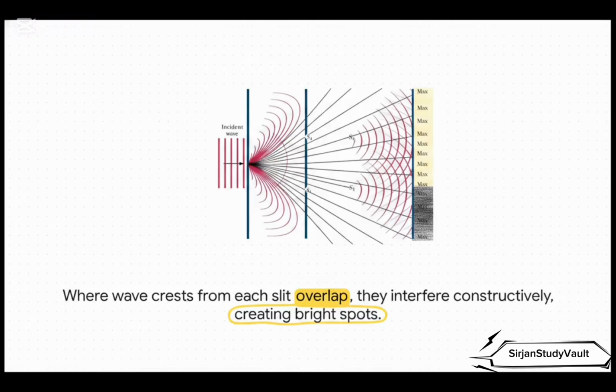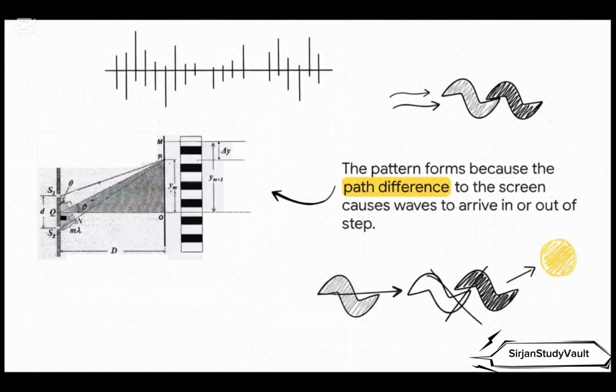See where those lines cross over? That's constructive interference. That's a bright band. And in those empty spaces between them, that's where a crest is meeting a trough, and you get destructive interference, a dark band. The reason for this pattern comes down to what we call path difference.